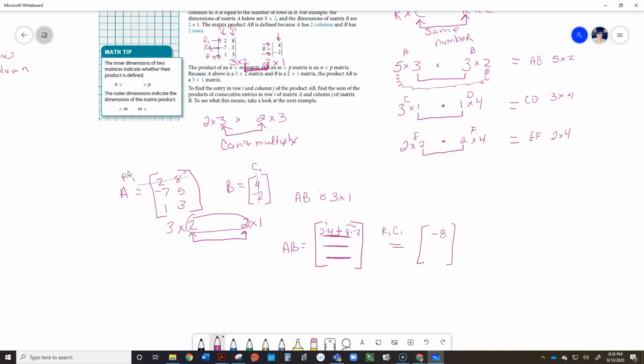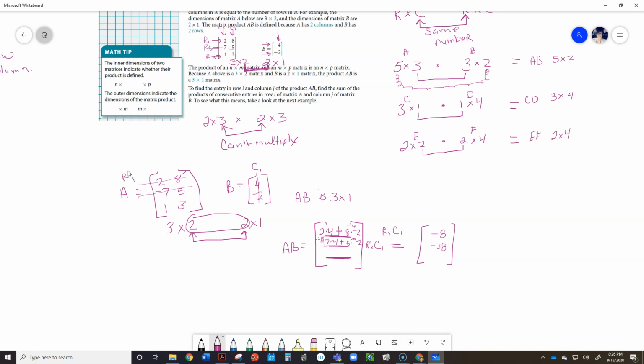Now, this spot right here is row 2, column 1. Since that's row 2, column 1, I'm now going to multiply the numbers in row 2 times the numbers that are in column 1. So I'm going to say -7 times 4 plus 5 times -2. So -7 times 4 is -28. And then 5 times -2 is -10. So this is going to be -38, because a -28 and a -10 make -38.